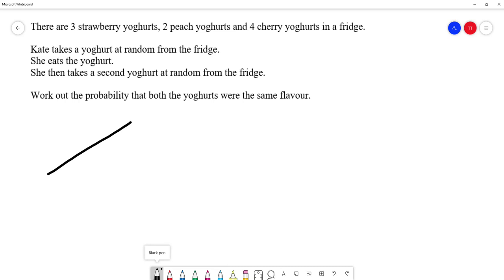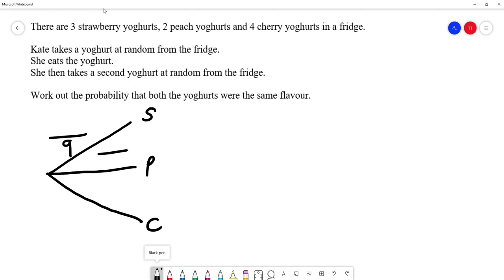So she could either choose a strawberry yogurt, or a peach yogurt, or a cherry yogurt. So she's got 3 plus 2 is 5, plus 4 is 9. So she's got 9 yogurts in total. So 3 of them out of 9 are strawberry, 2 out of 9 are peach, and 4 out of 9 are cherry yogurts. But that's our first selection.